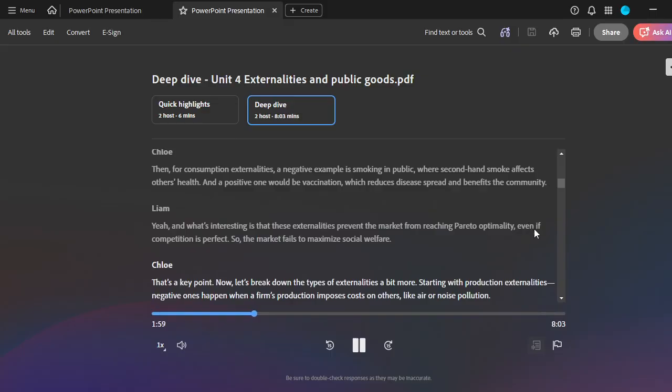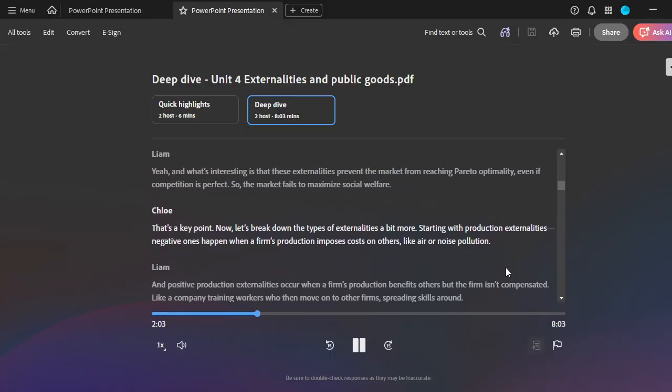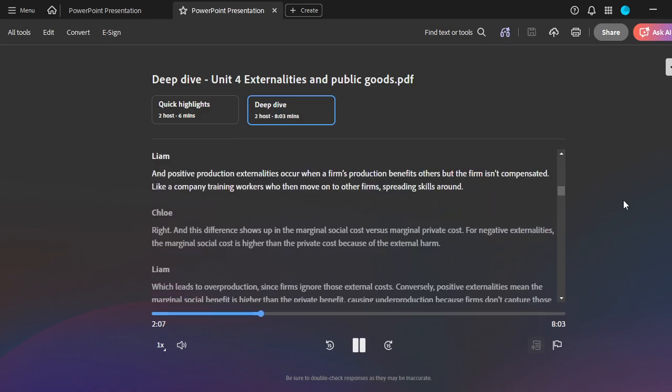Starting with production externalities. Negative ones happen when a firm's production imposes costs on others, like air or noise pollution. And positive production externalities occur when a firm's production benefits others but the firm isn't compensated, like a company training workers who then move on to other firms, spreading skills around.